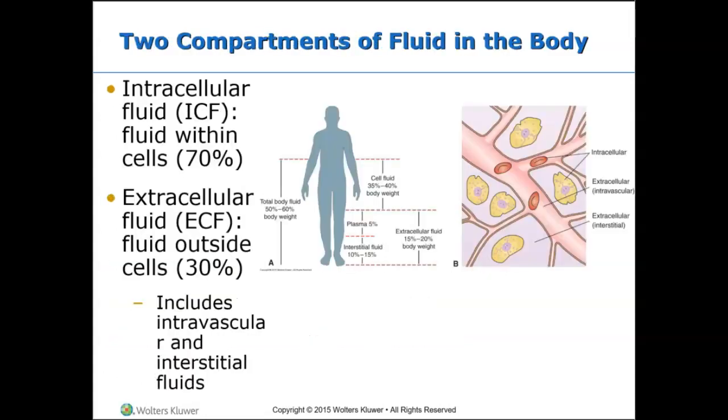Let's review the makeup of fluid in our body. We have approximately 40 liters of fluid in our body. The majority of this fluid, approximately 2/3, is within our cells, called intracellular fluid, or ICF. This is vital for cell functioning. It is comprised of things like oxygen, electrolytes, glucose, things like that.